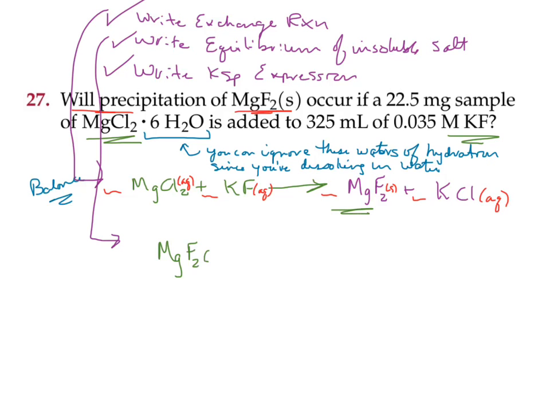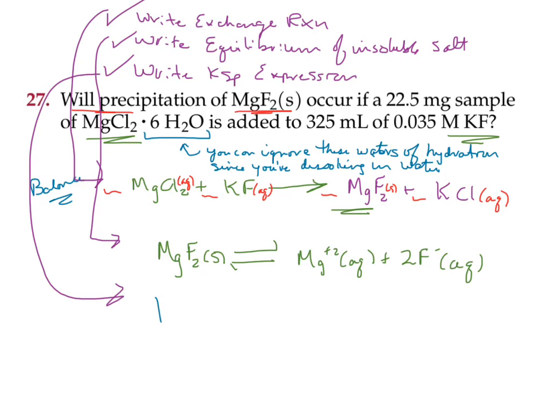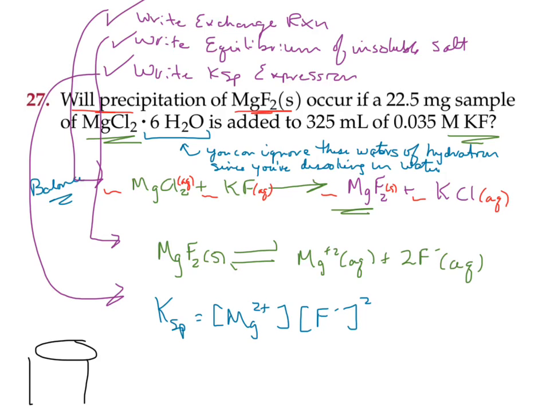Then go ahead and, what's the insoluble salt of interest? They go ahead and say, will precipitation of magnesium fluoride occur? So you can go ahead and break that out, write the equilibrium, write the KSP expression. I think doing this will help you, because then basically you're ready to come up with a QSP, plug these in, and compare it with the KSP that you're going to have to look up. It wasn't given in the problem.